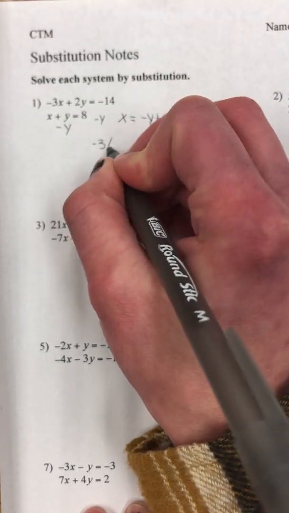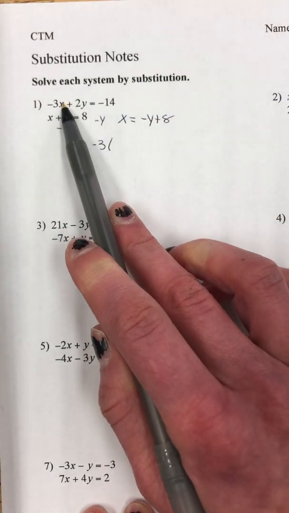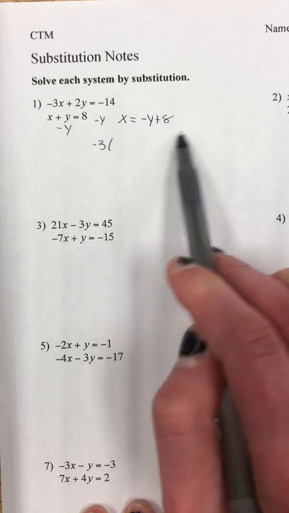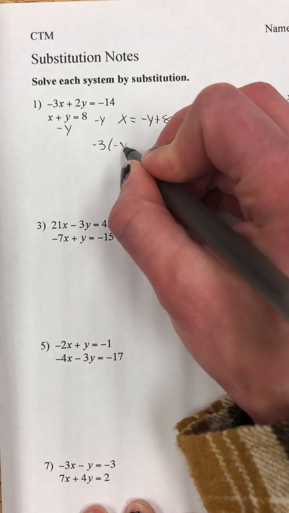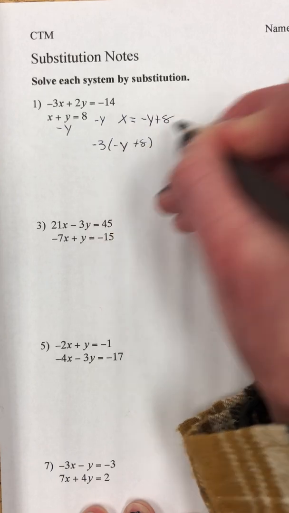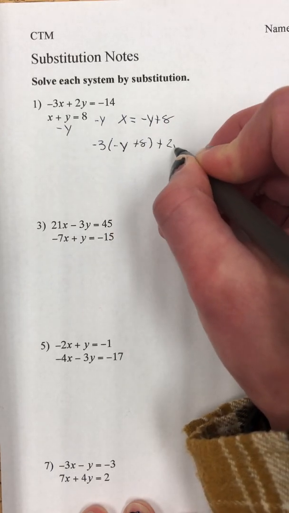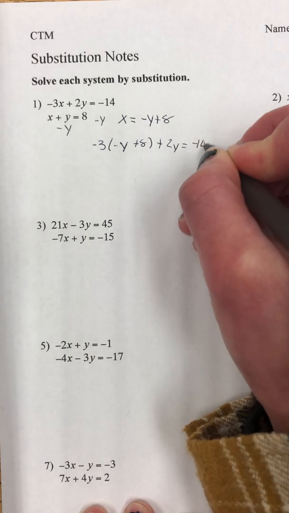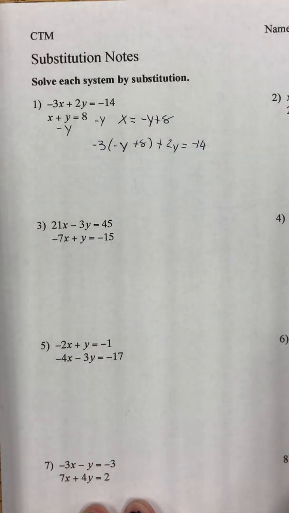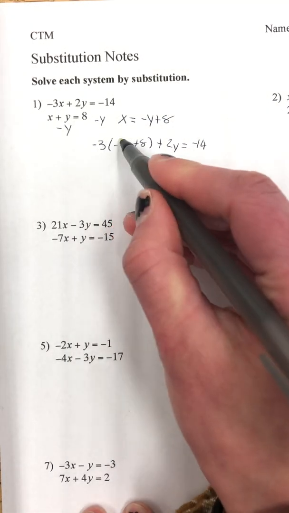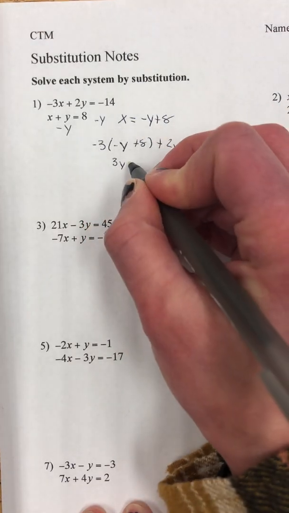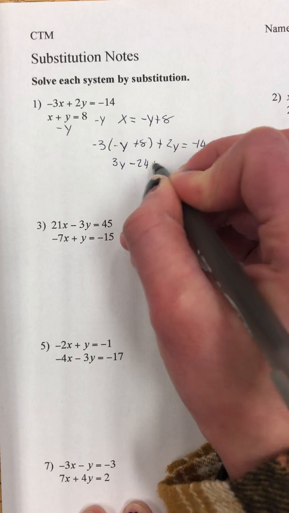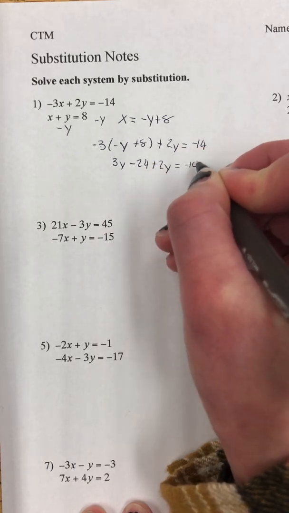Negative 3. Now, wherever you have an x, you're going to replace it with your new equation, or negative y plus 8. Now our goal is to just solve for y. Well, negative 3 times negative y is going to be positive 3y. Negative 3 times 8 is going to be negative 24. Plus 2y is equal to negative 14.